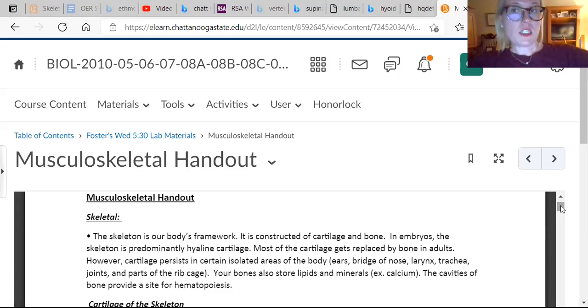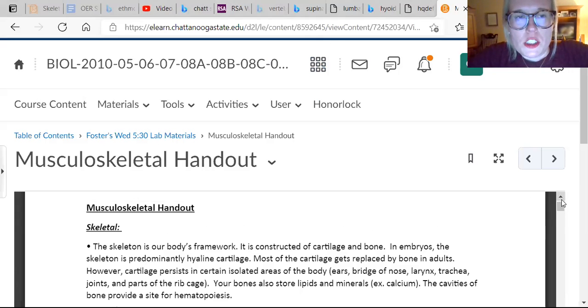This is, like I said, the musculoskeletal handout. This is all used for skeletal system 1, the muscular system 1, and then I'll post musculoskeletal 2 next week. So we will come back to this handout when we talk about the muscles for muscular system 1, okay? All right.